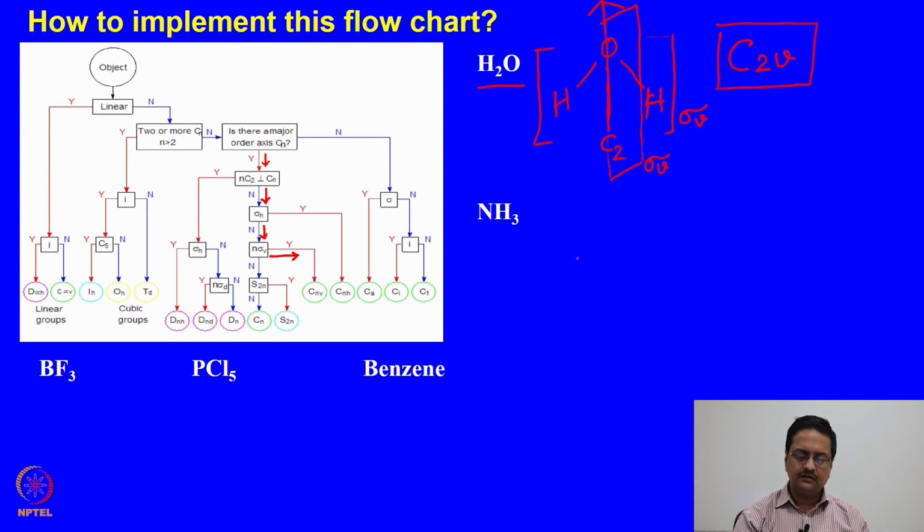Now, if I try to find out the point group of ammonia, for you it should be very simple. Ammonia is a pyramidal shaped molecule with the lone pair here, and in the previous class we have understood that it has a C3 and it has 3 sigma v's. So, it is very similar to water, only thing is that it has a C3 axis. So, the point group of this molecule should be C3v.